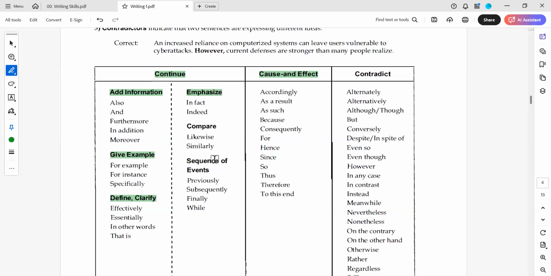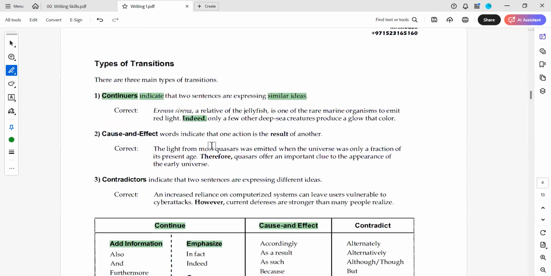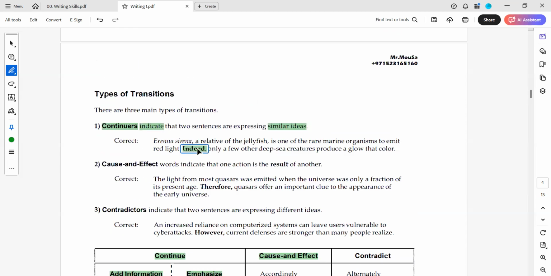To indicate the sequence of events could be previously, subsequently, and finally. Here we have all continuers that you need to know. What do you mean by continuers? We're talking about transitions that could be used to indicate similar ideas. Okay, everyone, in the following example, they used indeed. What is the function of indeed? We use indeed as a continuer to emphasize the previous idea. So we need to know, why did they use indeed here?